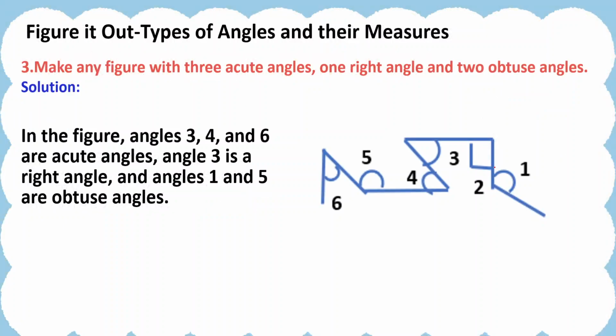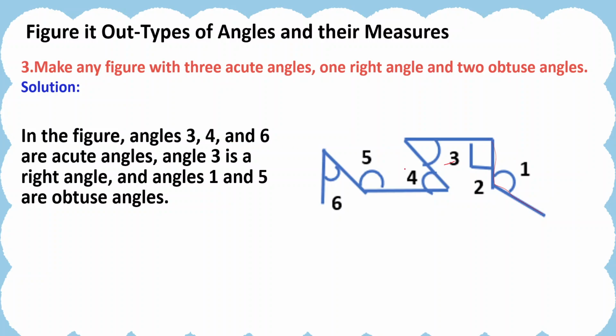Question number 3. Make any figure with 3 acute angles, 1 right angle and 2 obtuse angles. So we have drawn a figure like this, which has this one as a right angle, these 3 angles as acute angles and 2 obtuse angles. Here in the figure, angles 3, 4, 6.